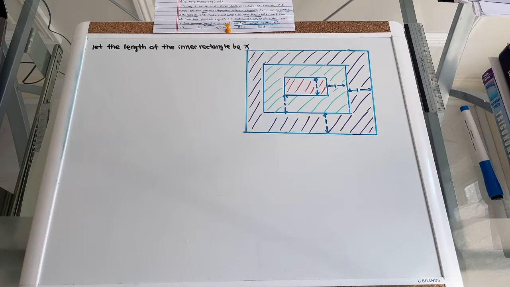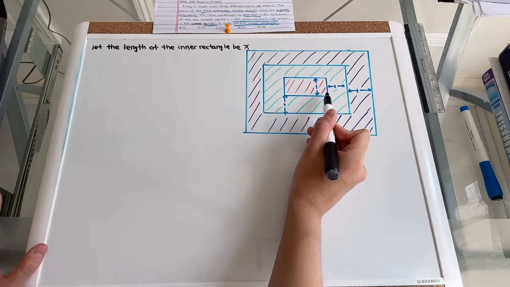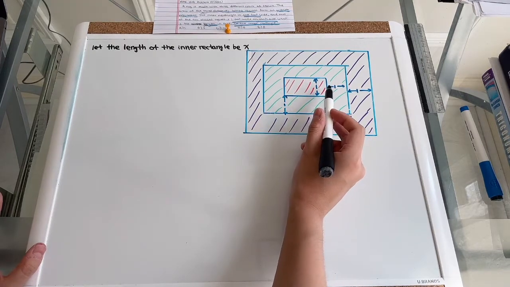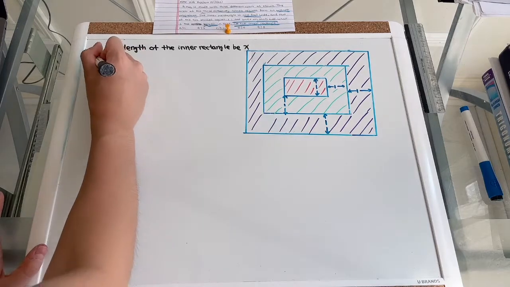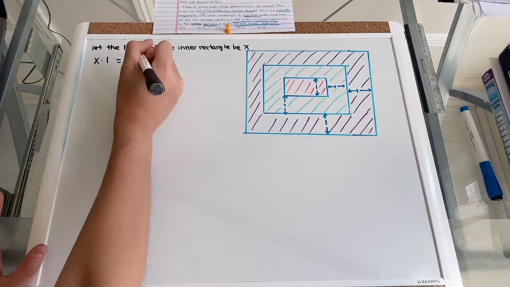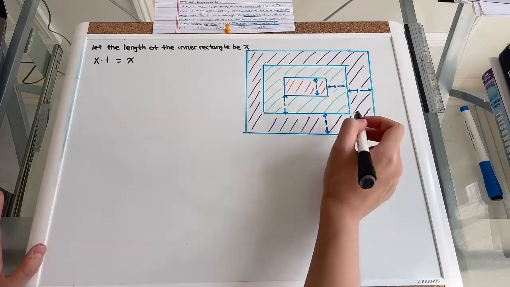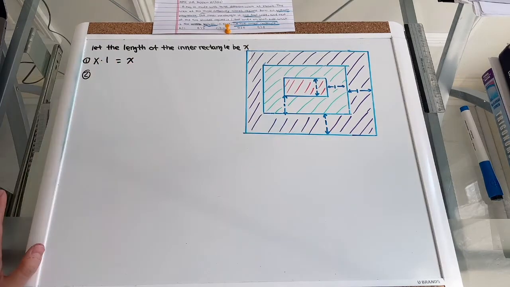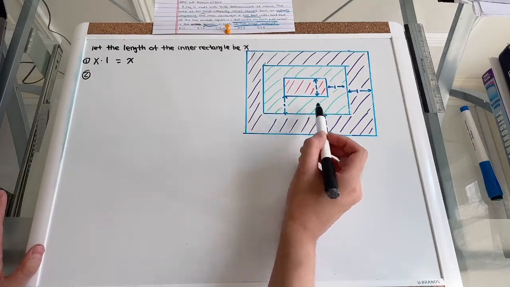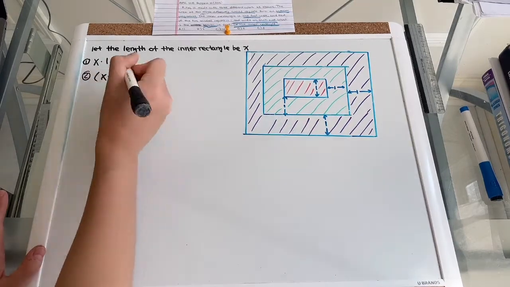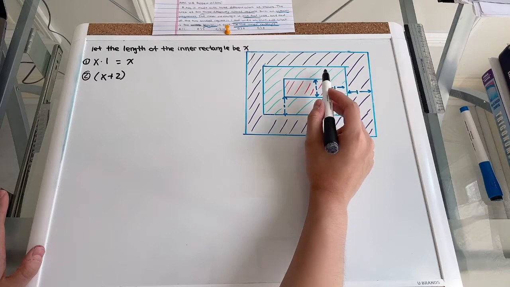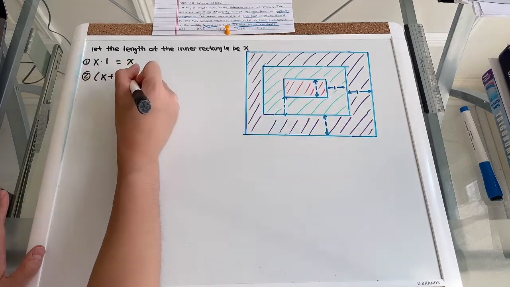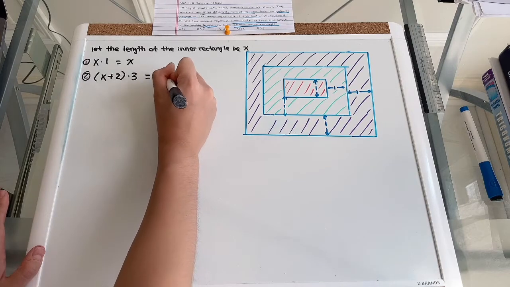So how do we solve this? Well, we can list a few equations and find the relationship between them. We named the length of the inner rectangle x, so this is x and this is 1. So the area of the smallest rectangle would be x times 1, which equals x. And then the area of the second rectangle would be, well, we know that it is 1 foot on each side, so the length would be x plus 2. And then times the height, because we know this is 1 and it is 1 foot on each side, and that is 3. So it's x plus 2 times 3, and we can simplify that as 3x plus 6.